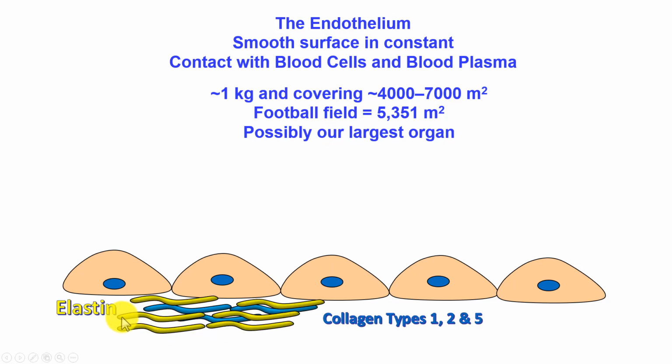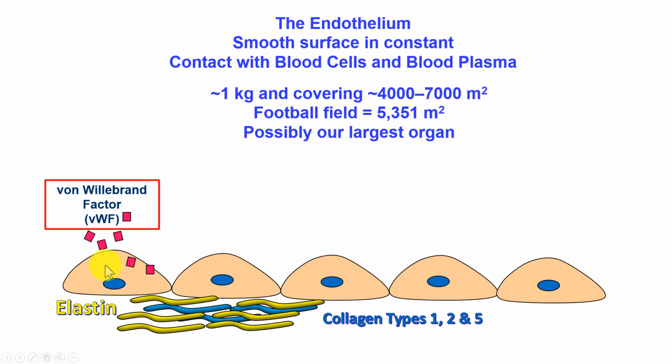So the elastin-rich intima also has collagen. Collagen types 1, 2, and 5 back there to back it up and give it strength. The endothelial cells make von Willebrand factor. They also make tissue factor, and tissue factor, when the endothelial cells are damaged, is released, and that starts the extrinsic pathway. It has heparan on its surface.